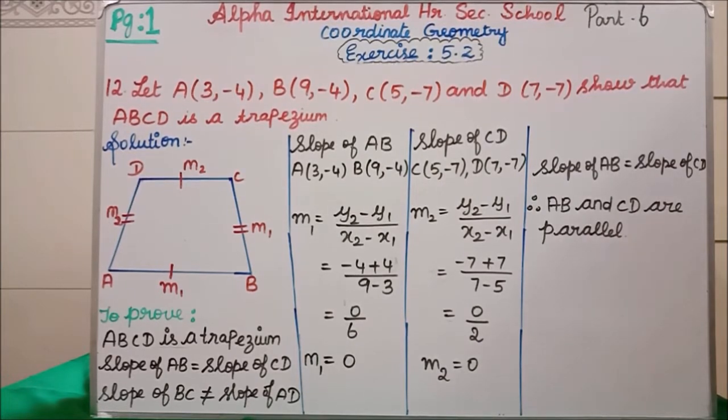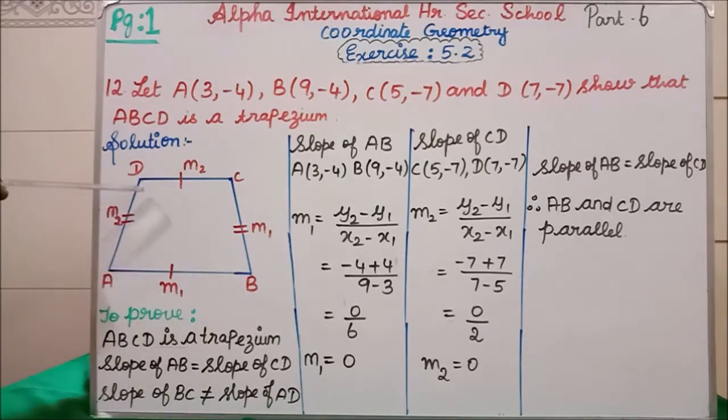Okay, you all know what a trapezium is? Trapezium means only one pair of opposite sides of a quadrilateral is parallel, then it is said to be a trapezium. Clear? One more time I will repeat: only one pair of opposite sides of a quadrilateral is parallel, then it is said to be a trapezium. Clear students?